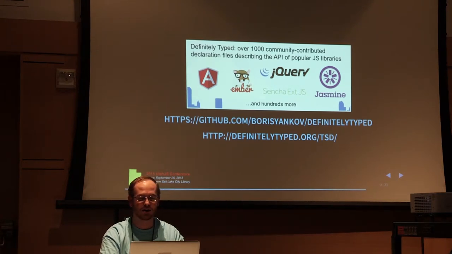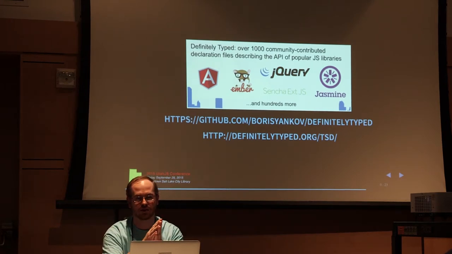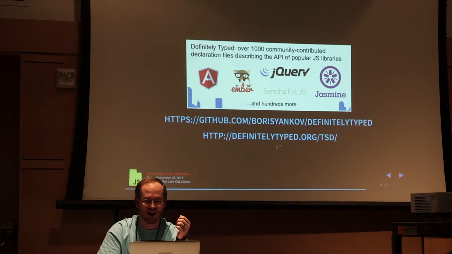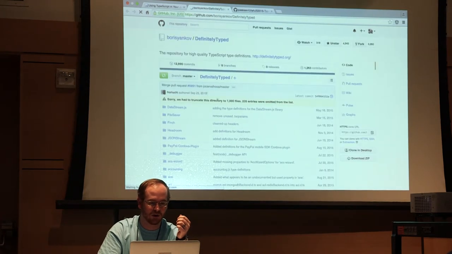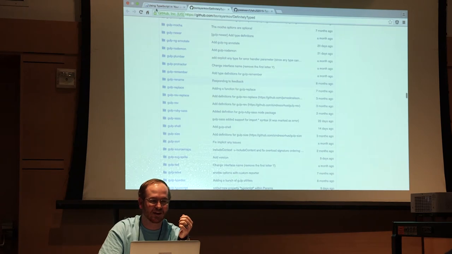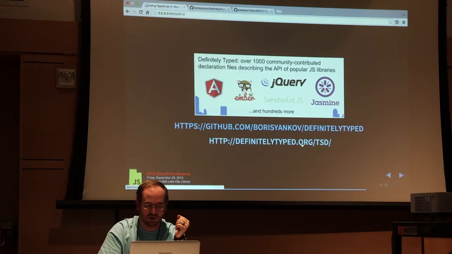And out on GitHub, there's a repository called Definitely Typed, where people from the community have gone in and created TypeScript definition files which describe the API of different third-party JavaScript libraries. So we've got Angular, Ember, jQuery, Sencha, Jasmine, hundreds more. In fact, let's jump here. They have so many different libraries, they had to truncate the number of things that they display here, which is not something you see very frequently on GitHub.